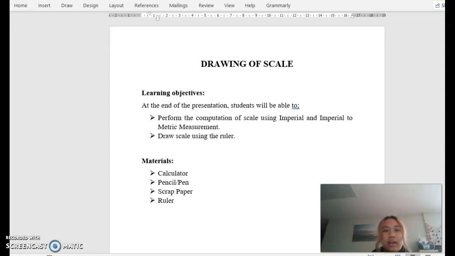Hello everyone, I'm going to show you how to compute and draw scale using imperial measurement.